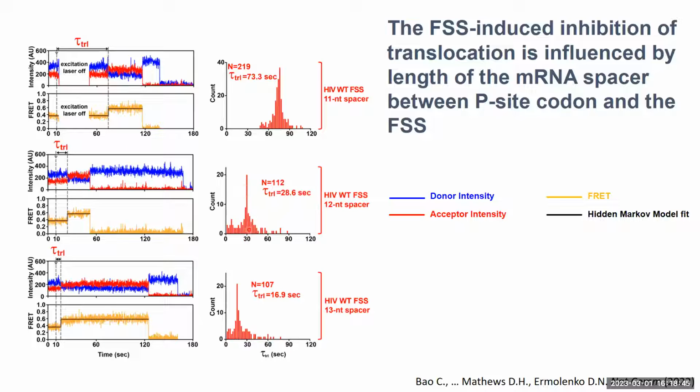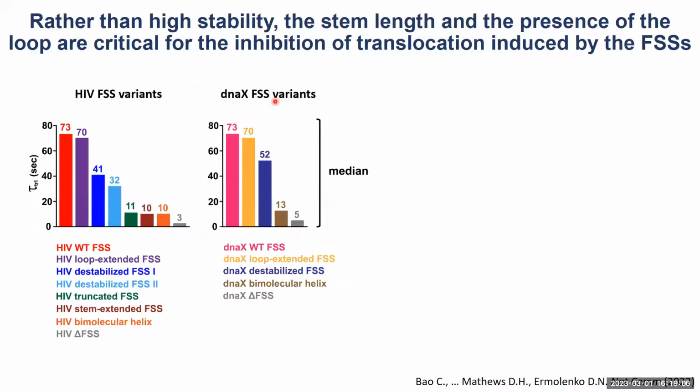Here's the distribution for this construct, for these conditions. And finally, when we move it 13 nucleotides away from a P-site codon, the translocation median time is 17 seconds, so much less than the 73 seconds that we observed at the 11 nucleotide spacer. So now we're going to look at the different mRNA variants positioned 11 nucleotides downstream of the P-site codon, where we observe the maximum inhibition of translocation.